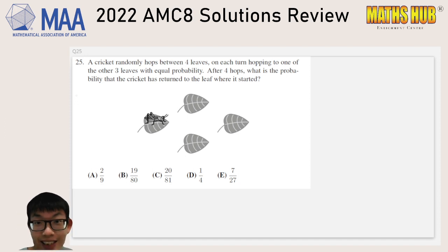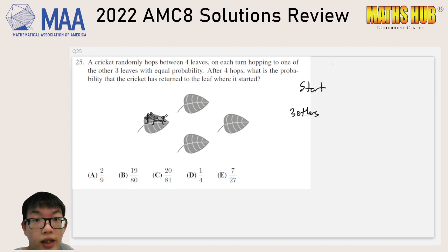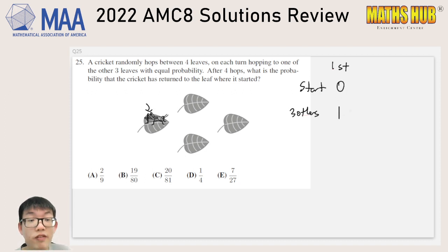Now here's the key thing that you need to realize. There is really just my starting leaf and the 3 others. So instead of thinking as 1, 2, 3, 4 and getting a terrible headache, let's just split it into the start and the 3 others. Now initially, of course, you start at this place here, which means that after 1 hop, you are definitely going to end up on one of the others.